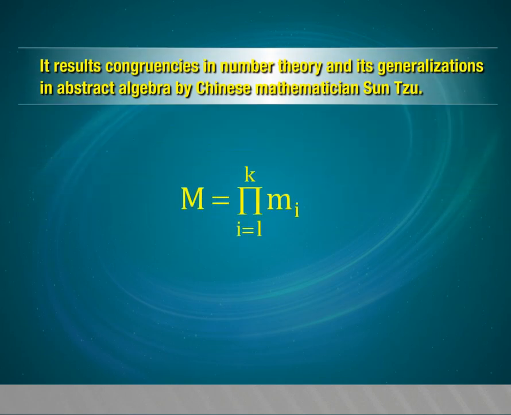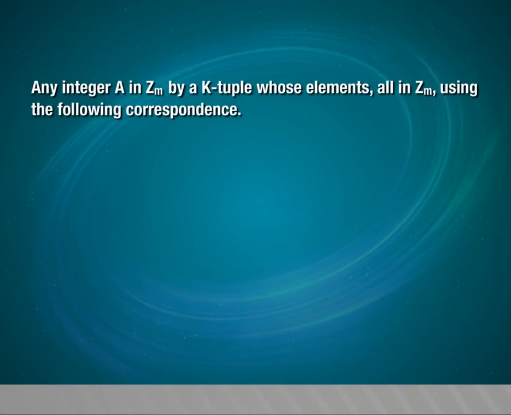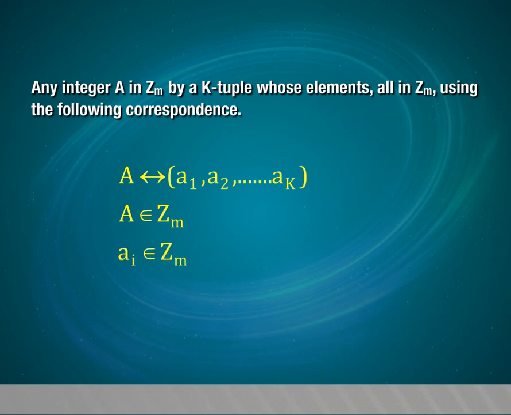M is equal to the product over i equals 1 to k of mi, where the mi are pairwise relatively prime. Any integer a in Zm can be represented by a k-tuple whose elements are all in Zmi, using the following correspondence: a is equivalent to (a1, a2, and so on up to ak), where a belongs to Zm, ai belongs to Zmi, and ai is equal to a mod mi for 1 less than or equal to i less than or equal to k.